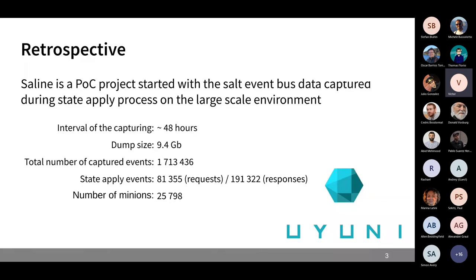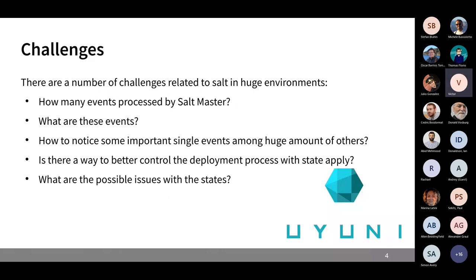The main challenge of this process is that it's not that clear what's going on at the salt event layer level, let's say. You can see the events on the salt event bus, but it's hard to distinguish which of them are useful, which you should take care of, need some attention to fix something or not. It's really challenging in such environments. On the list of such challenges is how many events are processed by Salt Master, if it's still alive, or if the Salt Master process has some issues already, some crashes, and what exactly events are processed currently, if these events are state applies or any other kind of events.